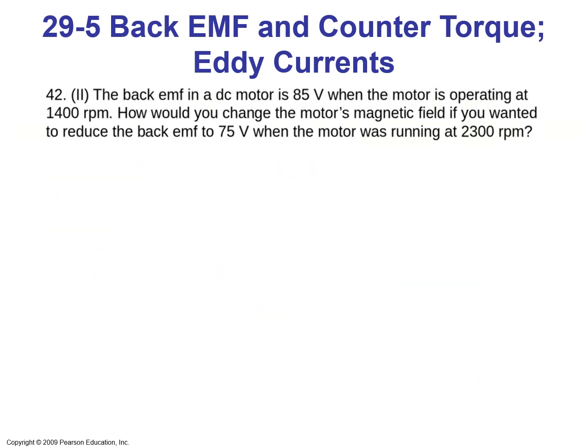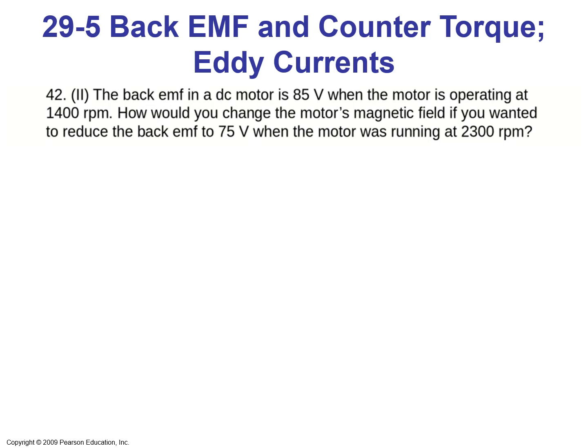As an example, let's take a look at problem number 42 in the book. The back EMF in a DC motor is 85 volts when the motor is operating at 1400 RPM. How would you change the motor's magnetic field if you wanted to reduce the back EMF to 75 volts when the motor was running at 2300 RPM?